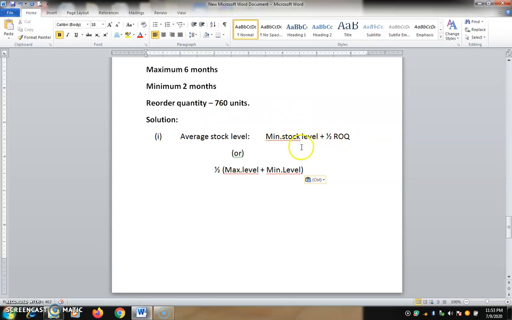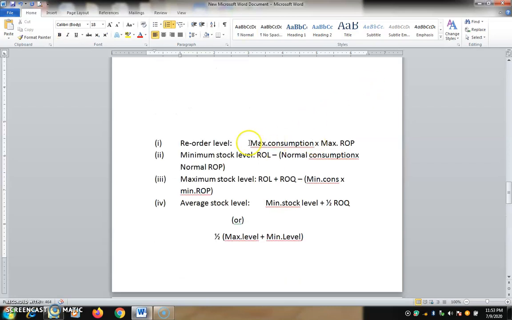But what is the minimum stock level? It has to be computed. Or in the next formula, it is half of maximum level plus minimum level. So we need to compute the maximum stock level also. And we already know, in order to calculate maximum stock level and minimum stock level, it is unavoidable to calculate a reorder level. So first we are going to calculate reorder level. The formula for calculating reorder level is maximum consumption into maximum reorder period.